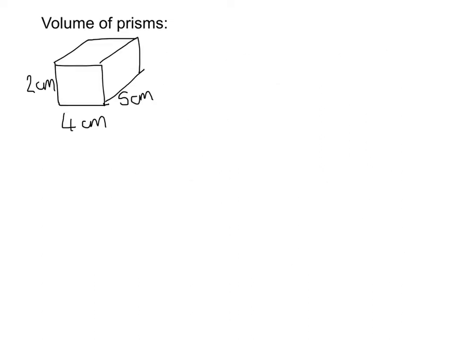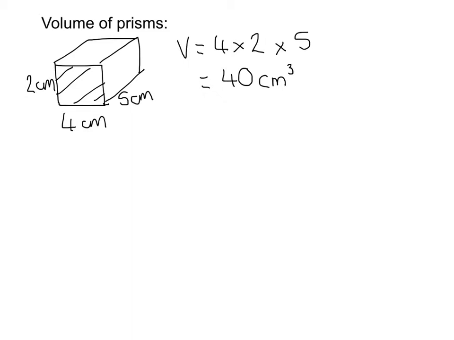If we're calculating the volume of this cuboid, well, I'm going to have to work out, first of all, the area of the cross-section. And to work out the area of that cross-section, well, it's a rectangle, and the area of a rectangle is base times height. So that's going to be 4 times 2. And then I need to multiply that by the stretch, the length, the height, whatever you want to call it, which is 5 centimetres. So it's 4 times 2 times 5, which is, of course, 40. Now, because volume is of a three-dimensional shape, we've got to multiply centimetres by centimetres by centimetres, which gives us centimetres cubed.